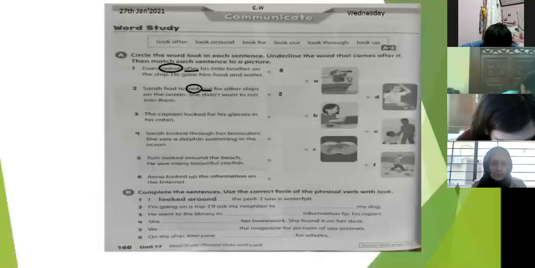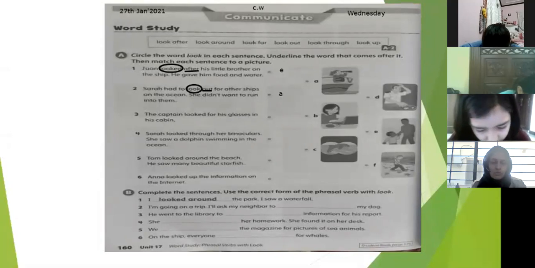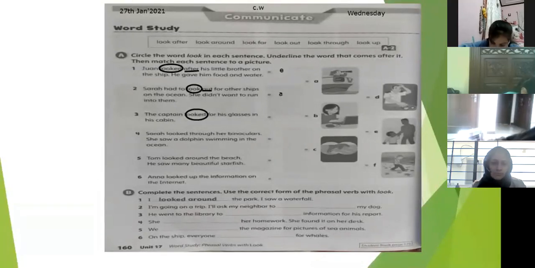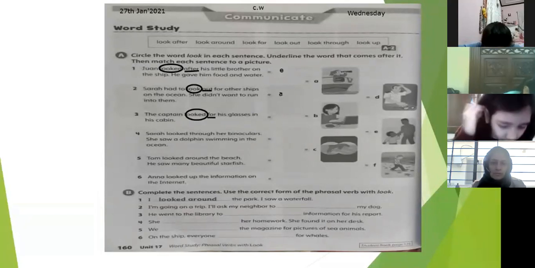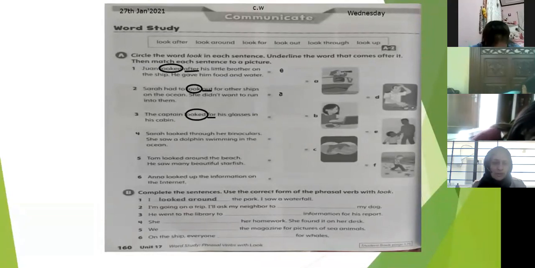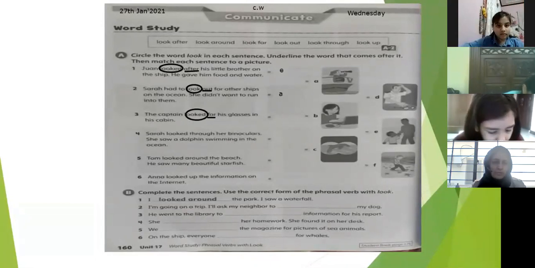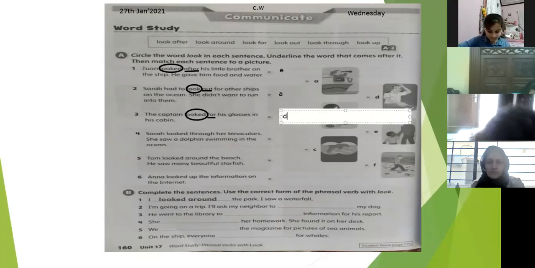Number 3, the captain looked for his glasses in his cabin. So if we see this one, first of all, we need to circle looked. And now we have to underline for. And it will be matching with which one? Yes, Rabia, would you like to tell? Look at the pictures, which one is it matching with? Ma'am, part D. Yes, it's D. So write down D in the box here, right? In front of the sentence.